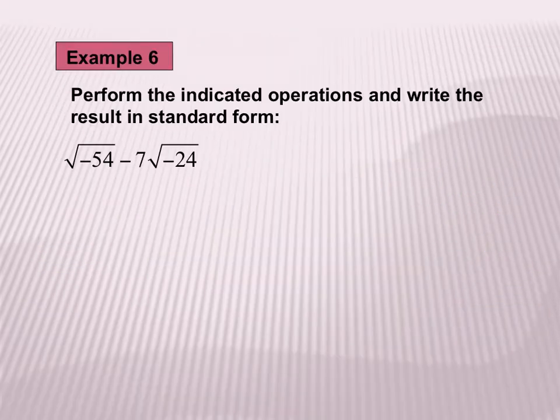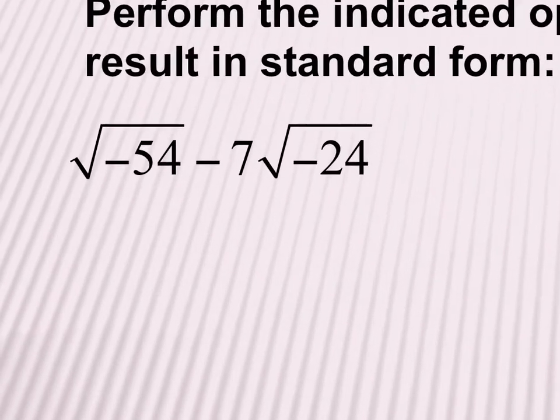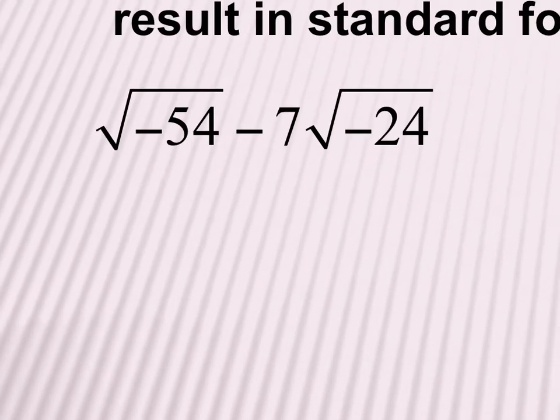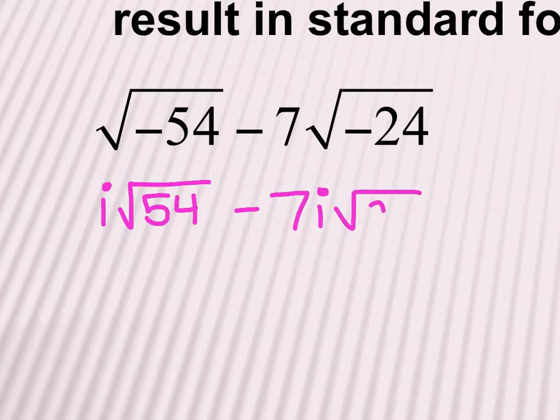So something like this. Example 6. Perform the indicated operation and then write the result in standard form. So same set of instructions. Now we're looking at the square root of negative 54 minus 7 times the square root of 24. So the very first thing I want to do is take out the i, making that a positive 54 underneath. Take out the i here, making that a positive 24 underneath.